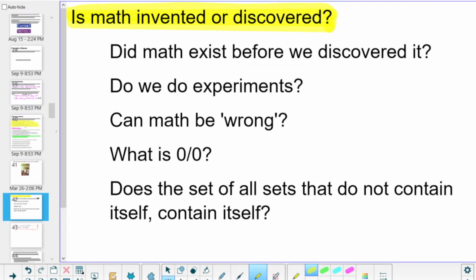Are you the speaker? Excellent. Oh, you've got a whole flow chart. Okay, go. Math is a language and a concept. If it was a language, then it would be invented, but if it was a concept, it would be discovered. We discovered the concept of math, but we invented the language to understand it.